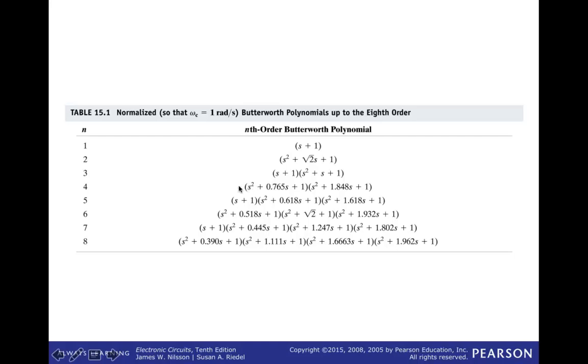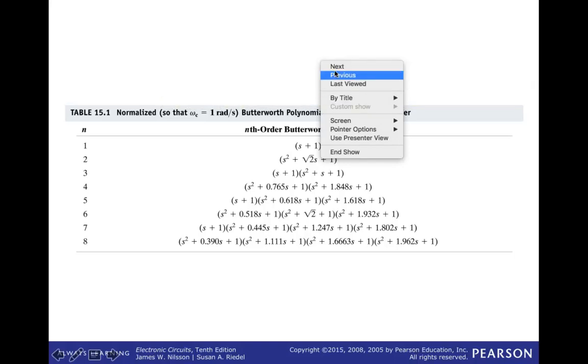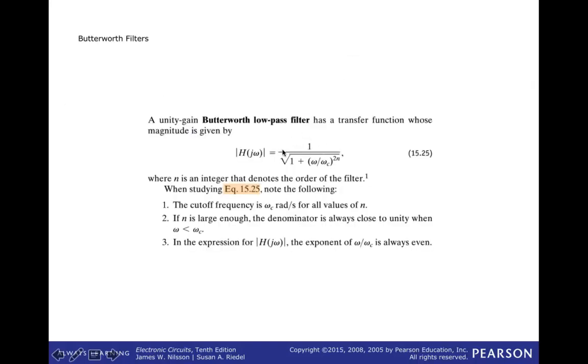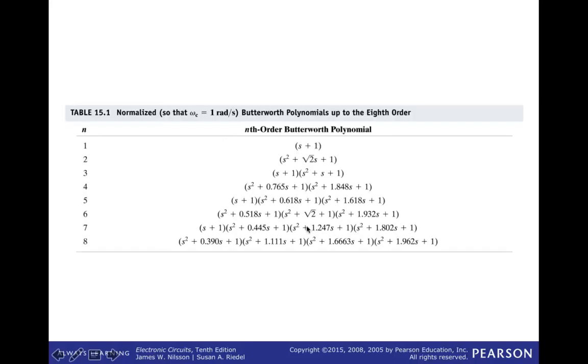So if I now take these expressions, any of them, and I substitute j omega for s, and I take the magnitude, I will get this expression. So it was a synthesis of the complex frequency transfer function from the expression for the frequency. So that's how these are generated, and that's really all I'll say about that. So notice the polynomial changes for the order.